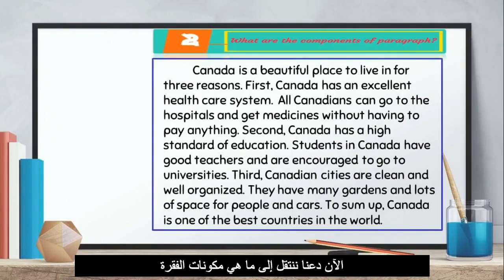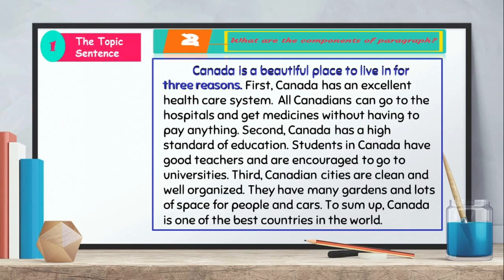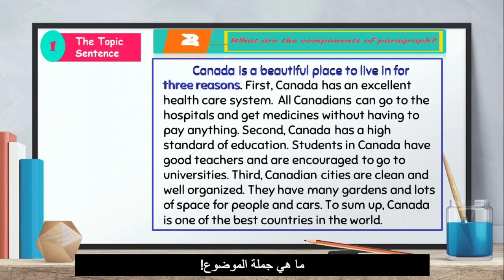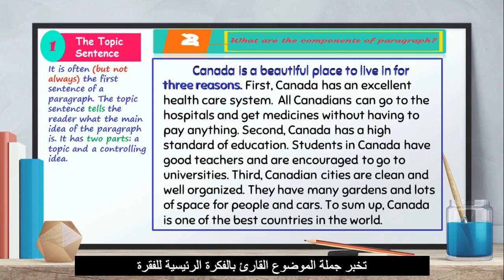Now let's move to what are the components of a paragraph. So a paragraph is composed of 3 main things. The first one is this one here. Canada is a beautiful place to live in for 3 reasons. This is what we call the topic sentence. What is the topic sentence then? Topic sentence is often, but not always, the first sentence of a paragraph. The topic sentence tells the reader what the main idea of the paragraph is.